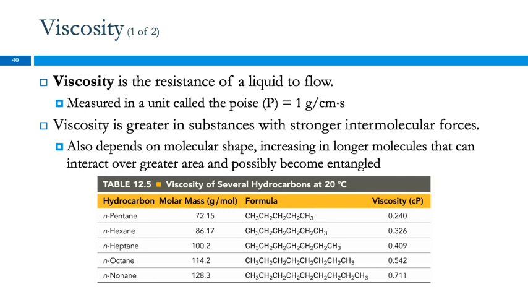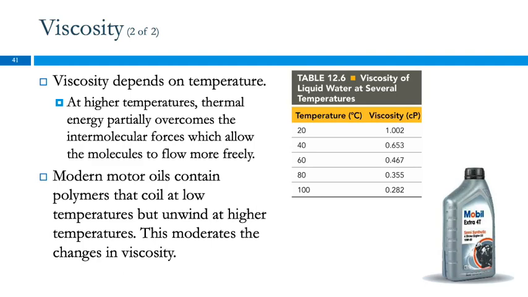Viscosity depends on temperature, because at a higher temperature, you have more thermal energy, and the thermal energy can partially overcome the stickiness of the molecules. So if you think about honey, if you heat the honey up, does it pour faster? It does, because the molecules have more energy and they're more able to move past each other. Here we've got a table showing viscosity of water at several different temperatures, from 20 to 100. We see that the viscosity decreases as you heat up the water.